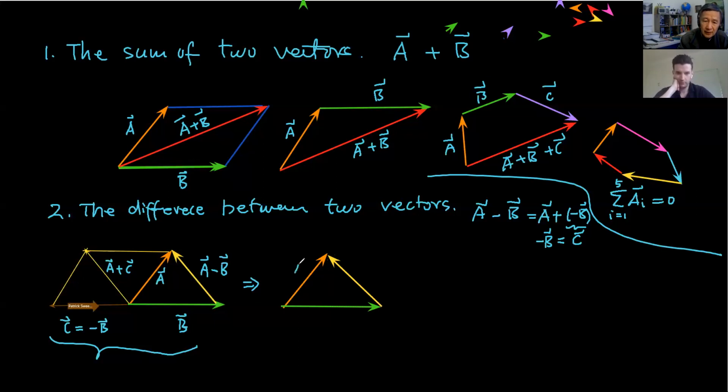So that is A, this is B, that is B, and that would be A. That would be the difference, A minus B. You see.